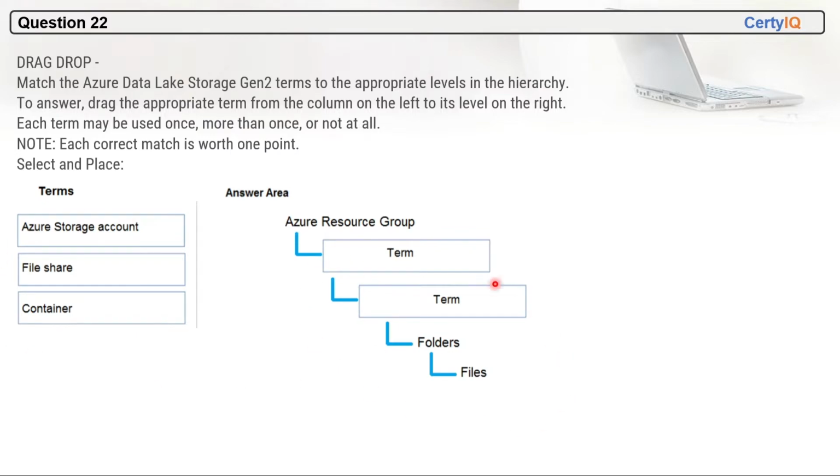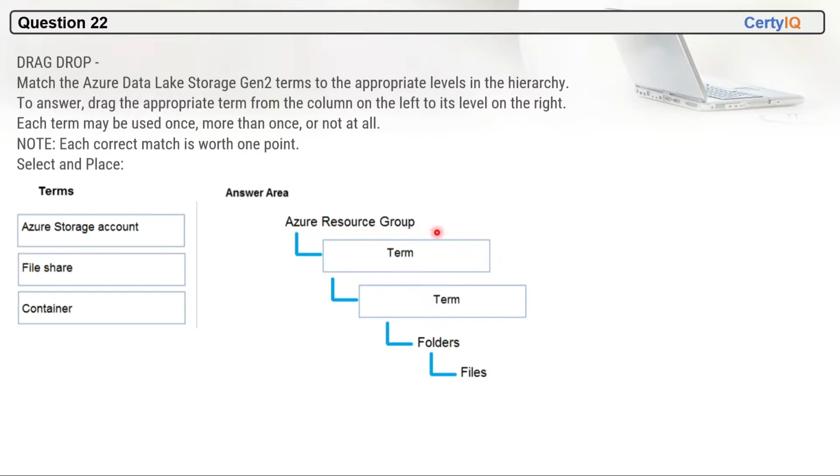Next question. Again, this is a drag and drop type question. Match the Azure Data Lake Storage terms to the appropriate levels in the hierarchy. To answer, drag the appropriate term from the column on the left to its level on the right. Each term may be used once, more than once, or not at all. Each correct match is worth 1 point. So these are the options. You have to drag it here, which are correct.